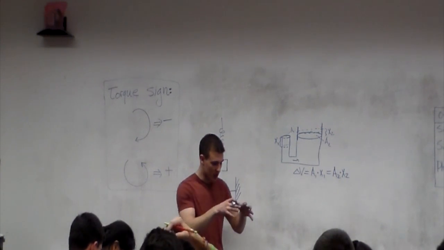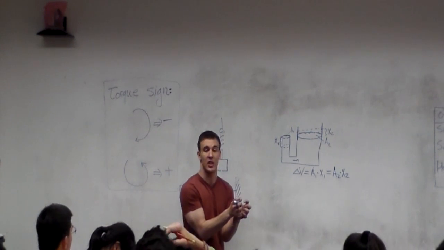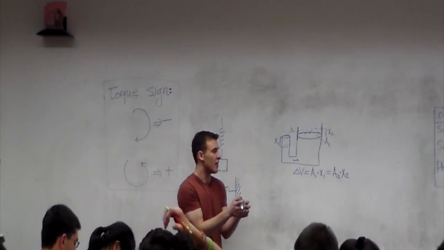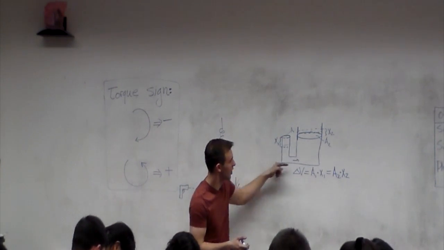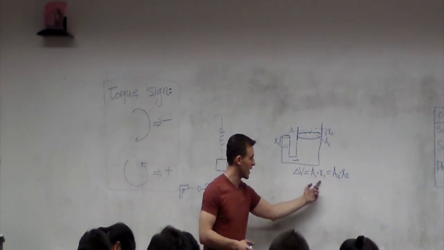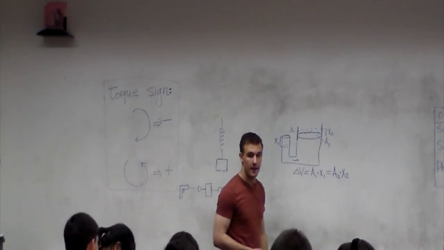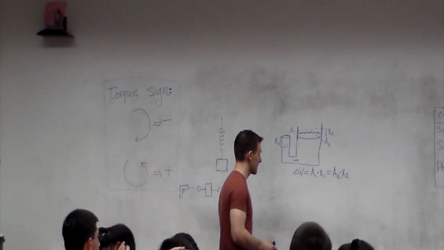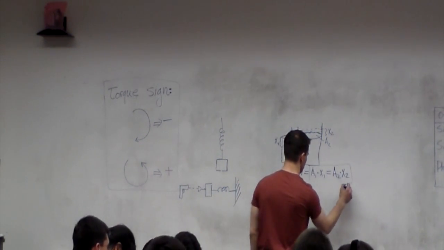So I can't take some volume of water and then make it a smaller volume without changing the amount of water that I have. Or volume is conserved, if you want to think of it that way. So whatever leaves this side goes into this side. A1 x1 leaves, A2 x2 is what comes in, and they must be equal to one another. So that's fine. So I have this equality.